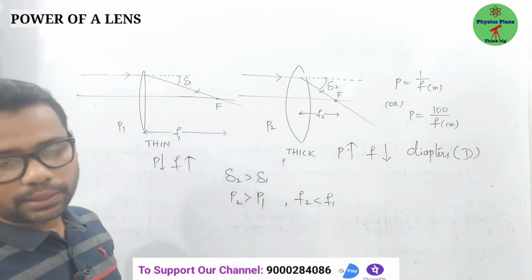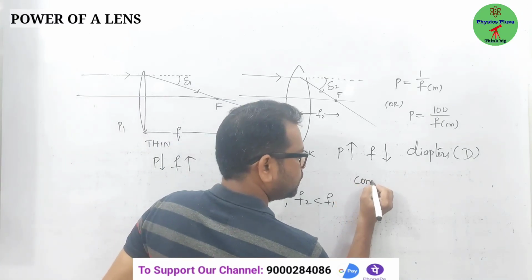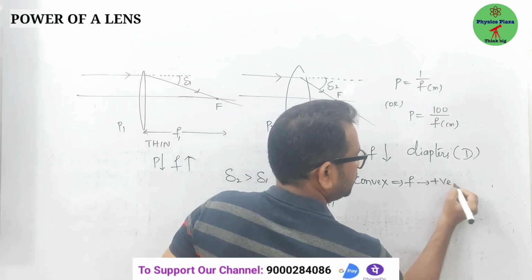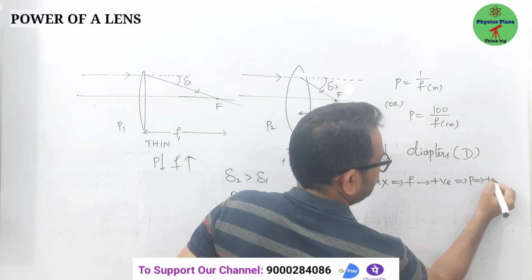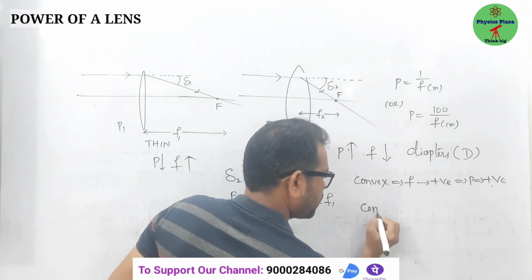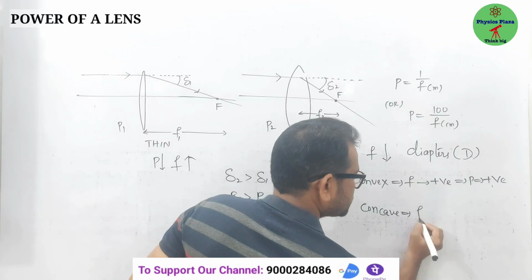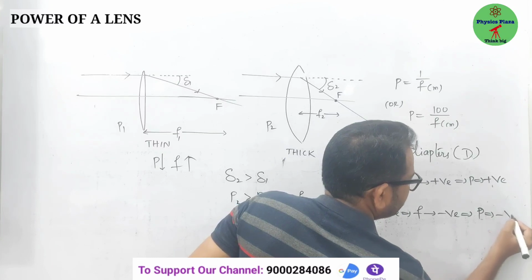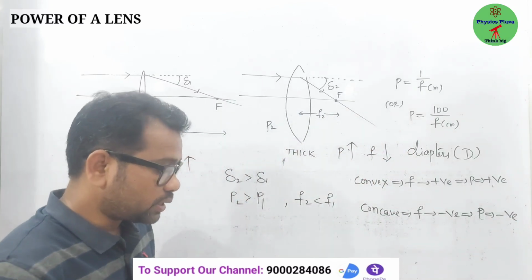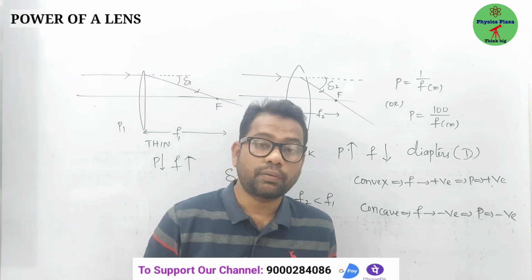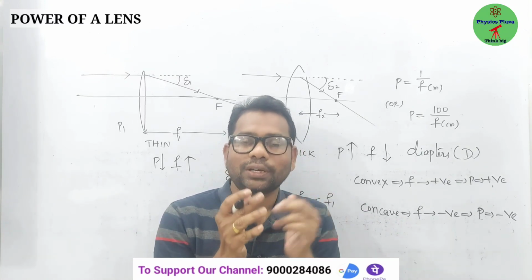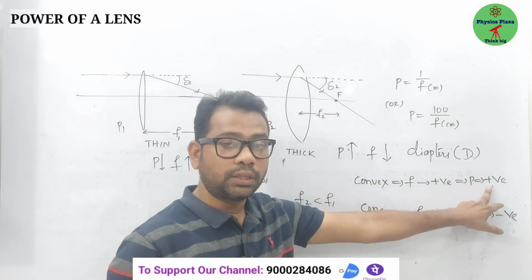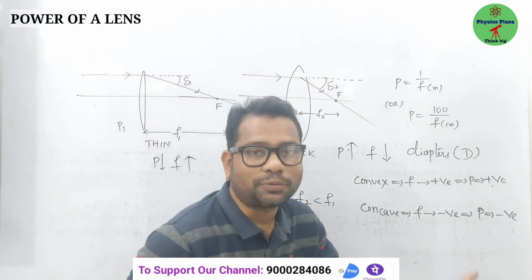Children, I repeat once. For a convex lens, the focal length is positive, hence power is also positive. Whereas for a concave lens, the focal length is negative, hence power is also negative. In exams they ask like this: what is the sign of the power of a converging lens and a diverging lens? So the power of a converging lens is always positive, and the power of a diverging lens is always negative.